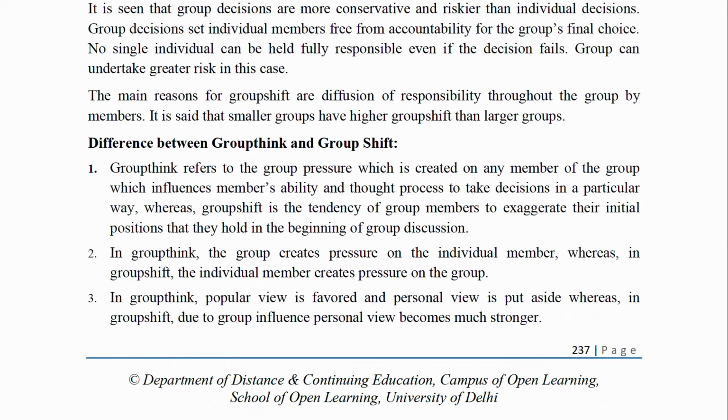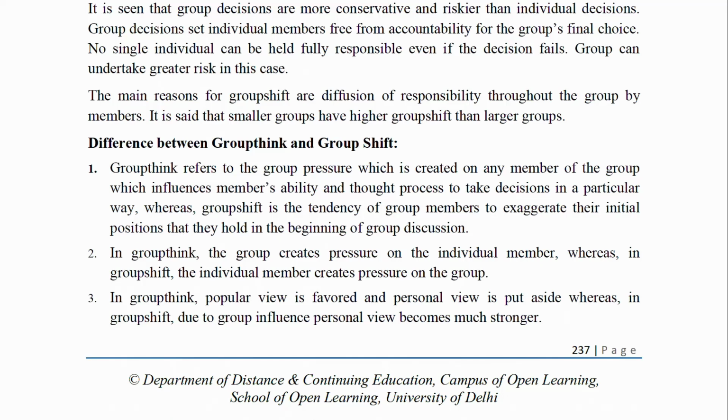Difference between groupthink and group shift. First, groupthink refers to the group pressure which is created on any member of the group, which influences members' ability and thought process to take decisions in a particular way. Whereas, group shift is the tendency of group members to exaggerate their initial positions that they hold in the beginning of group discussion. Second, in groupthink, the group creates pressure on the individual members, whereas in group shift, the individual member creates pressure on the group.